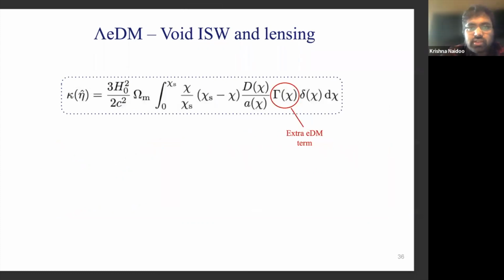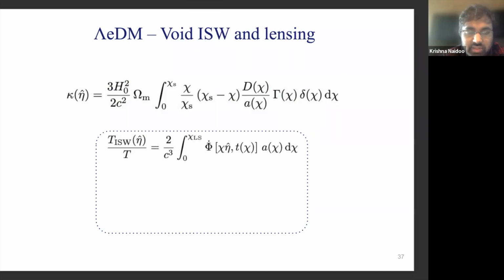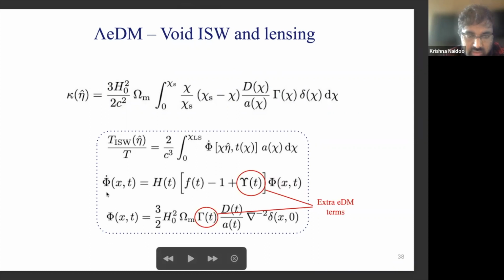So in terms of the void ISW problem, I'm going to go through a bit more maths. In terms of the lensing, we get this extra term gamma in the convergence. And for the ISW, which measures phi dot, we get some extra terms here, because matter now has an extra time component, which you also need to include in your functions.